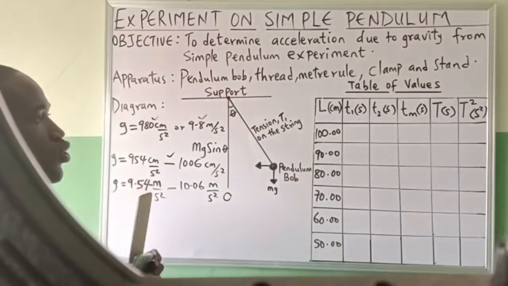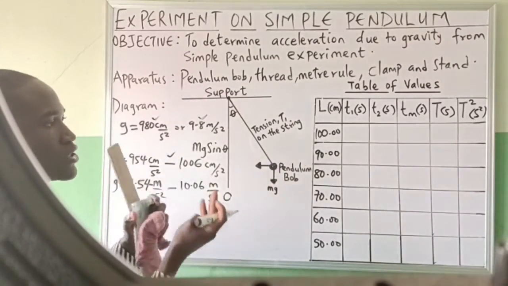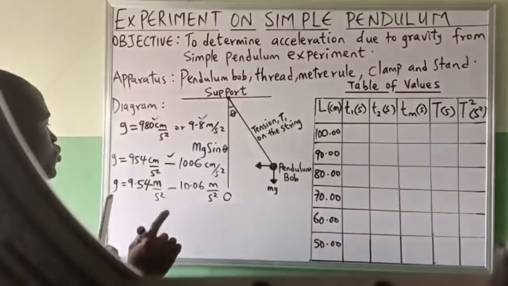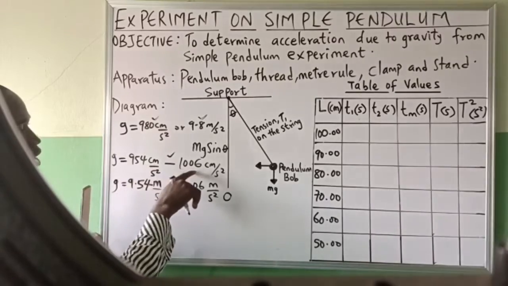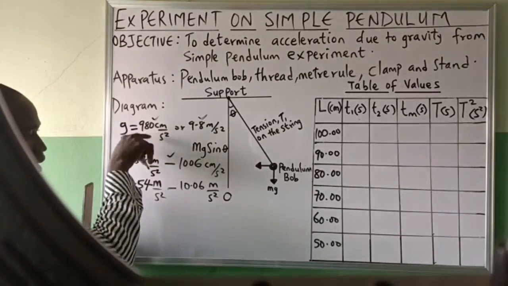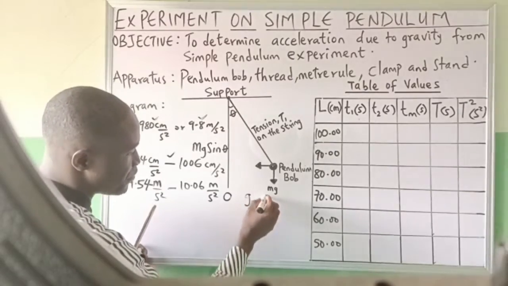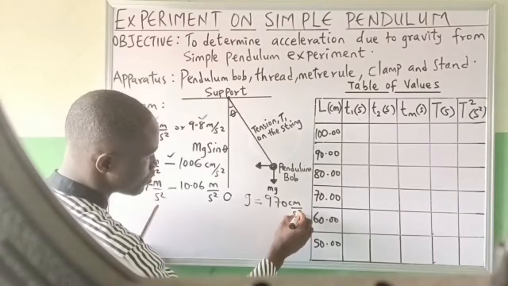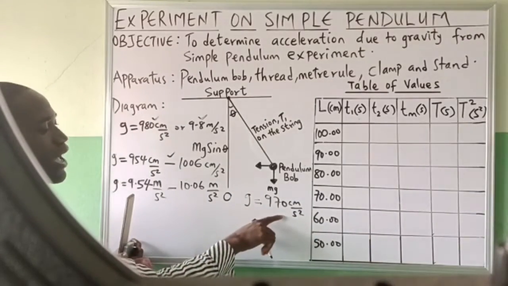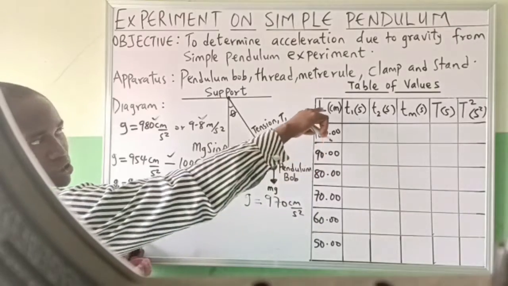So what you have to do is to perform this without touching apparatus. You pick a value from this range of value that is close to 980 and use it as your g. g is equal to, I pick 970 centimeter per second square. Now this is the value I am to pick and use it with each of these values of L.